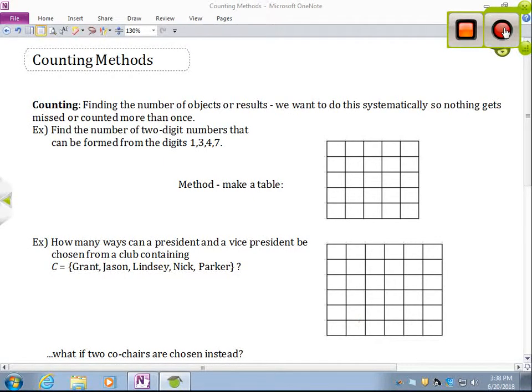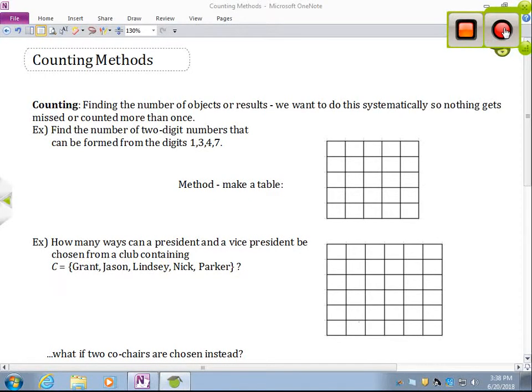If we want to know all the outcomes, or how many different ways we can choose something, we could just make a list. But sometimes when we make those lists, we aren't consistent, we're not doing it systematically, we might miss an outcome, or an outcome gets counted more than once, especially as the numbers get bigger. So we want to look at a couple of systematic ways to do this.